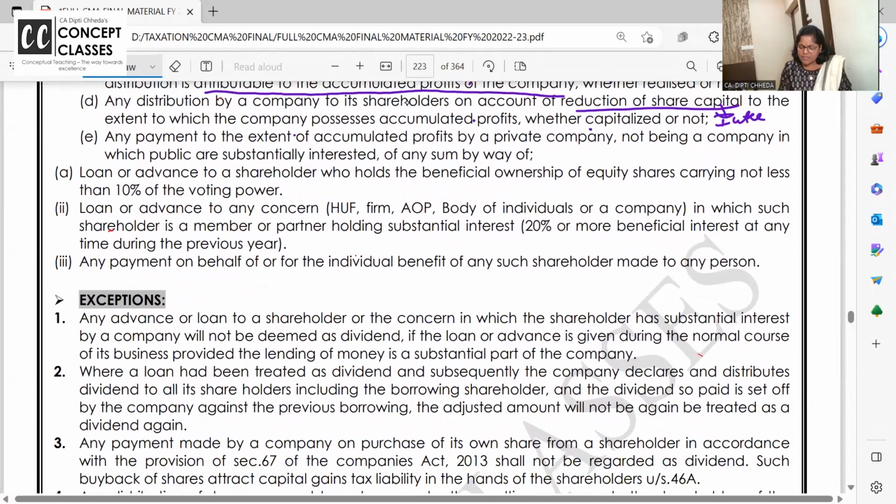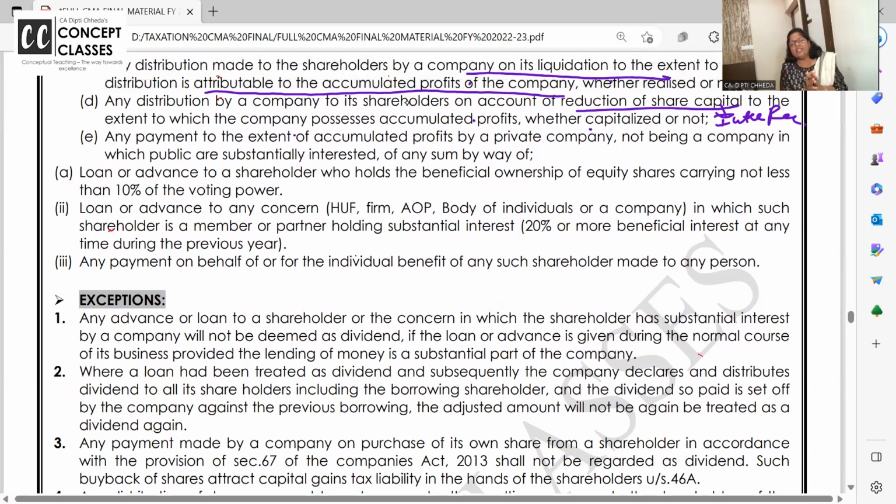Have you studied in accounts internal reconstruction? Within the company does changes. They split the shares, they revalue the assets, and they remove all losses. So that reduction of the share capital, वो क्या है? कभी भी internal reconstruction scheme is going on for company with the shareholders, and in the scheme they are giving to shareholders the reserves. Thus it is deemed dividend taxable. Any payment to the extent of accumulated profits by private company, not being a public company.